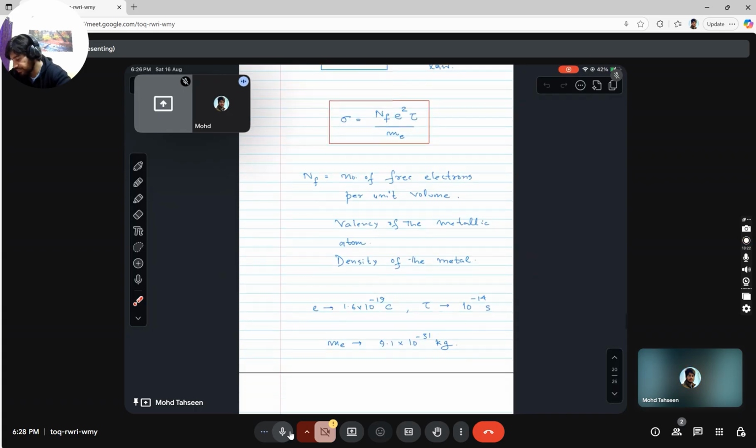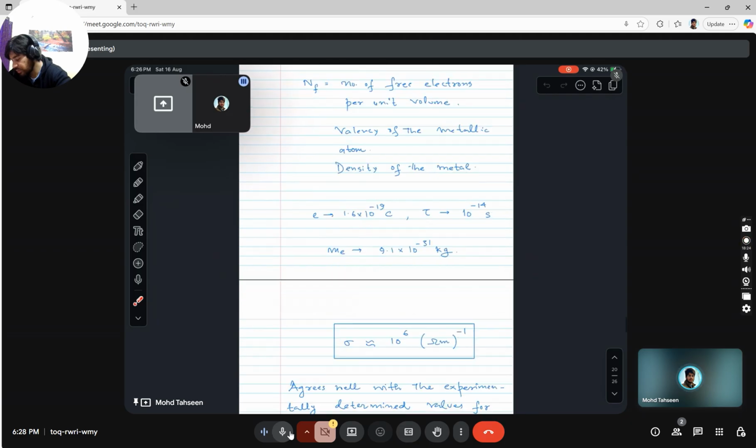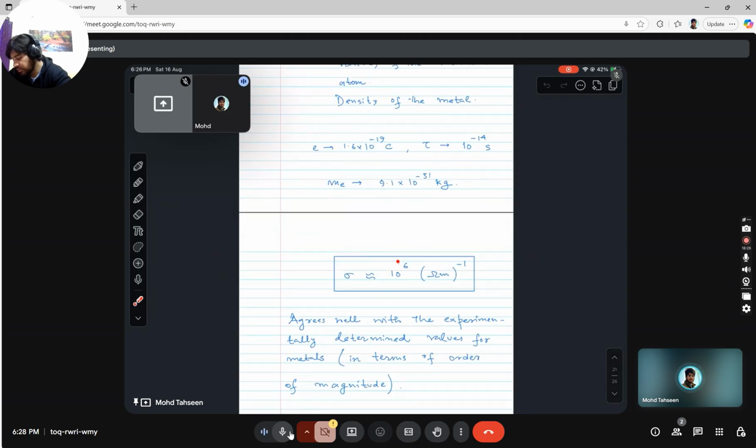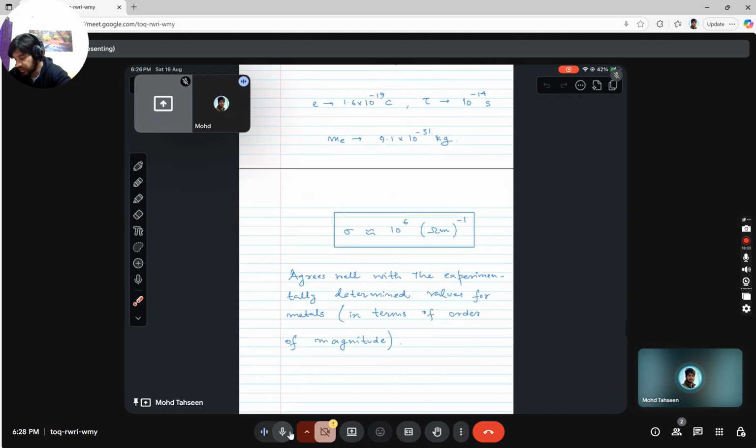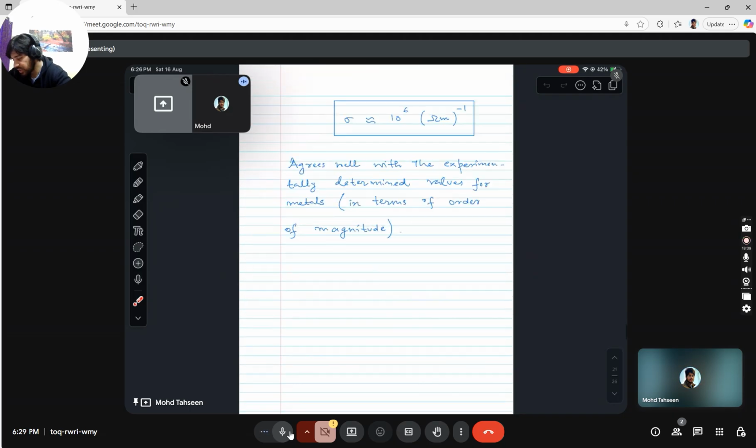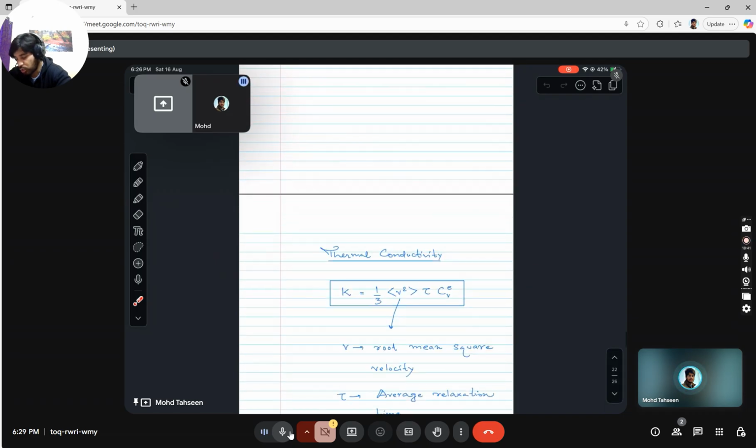And if we put in the typical values, we get a conductivity of the order of 10 power 6, which also matches well with the experimentally determined values of sigma, in terms of order of magnitude.